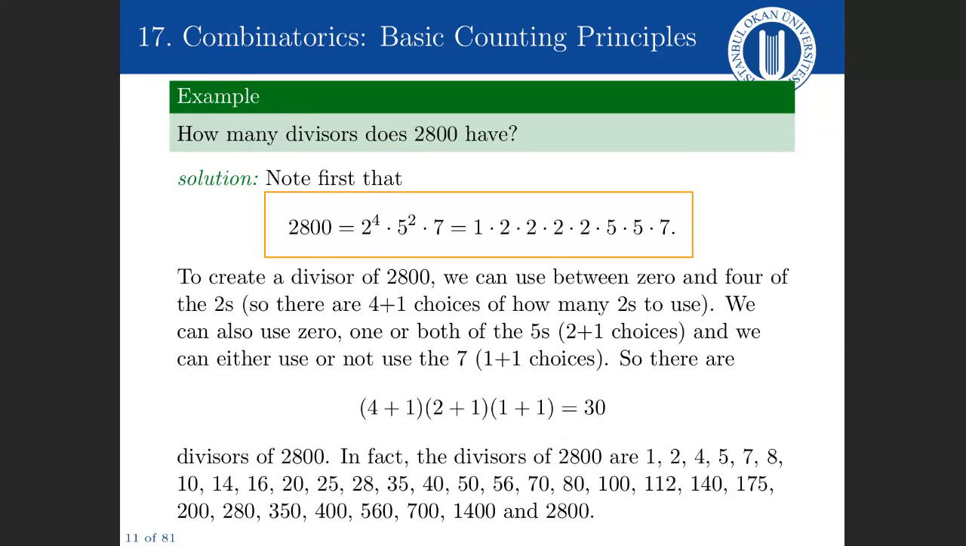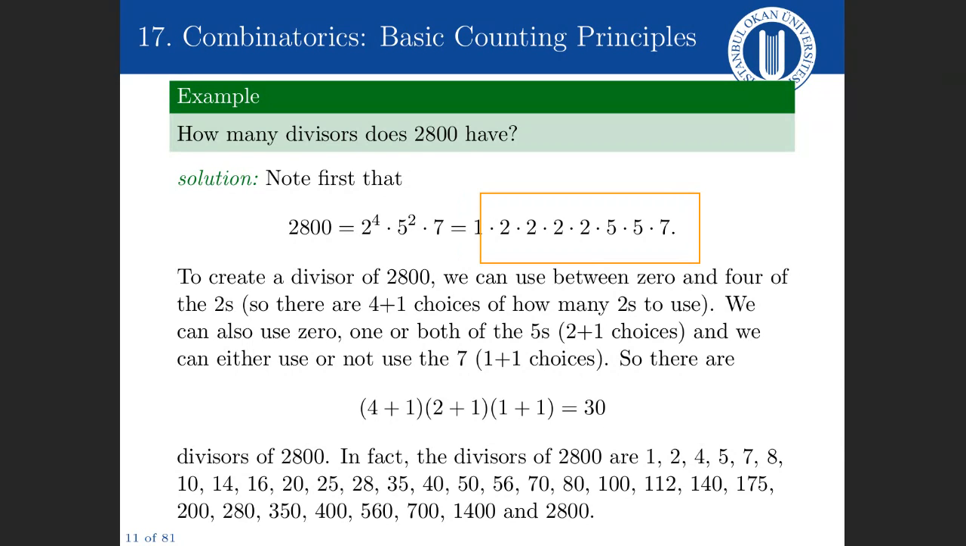Note first that 2,800 is 1 multiplied by 2, multiplied by 2, multiplied by 2, multiplied by 2, multiplied by 5, multiplied by 5, multiplied by 7, where apart from the 1, these are all prime numbers. And let's suppose we're trying to create a divisor of 2,800. To create a divisor, we're going to use some of these numbers. We're going to use some of the numbers 2, 2, 2, 2, 5, 5, and 7.